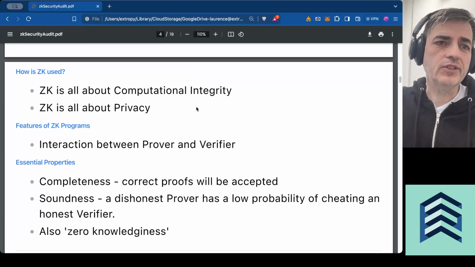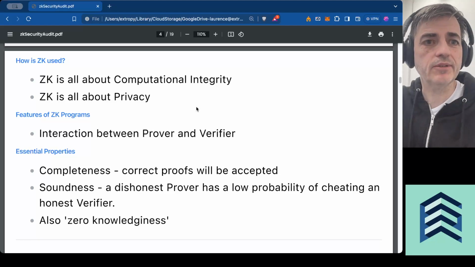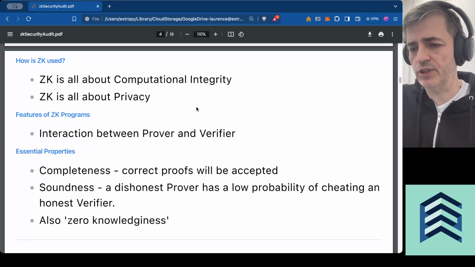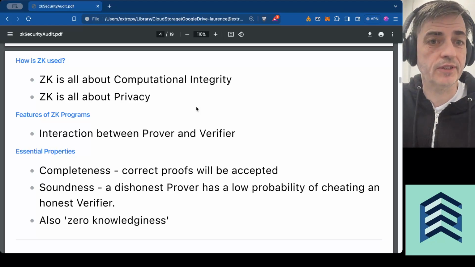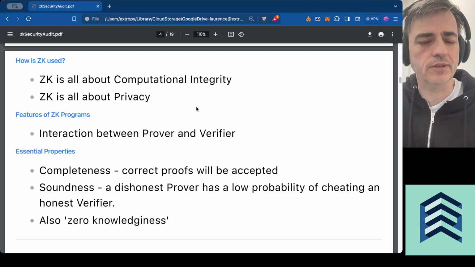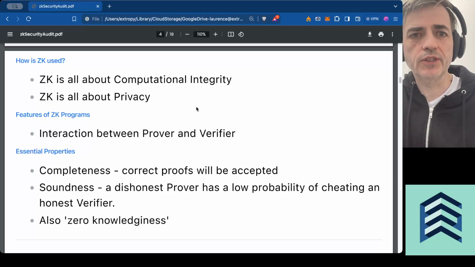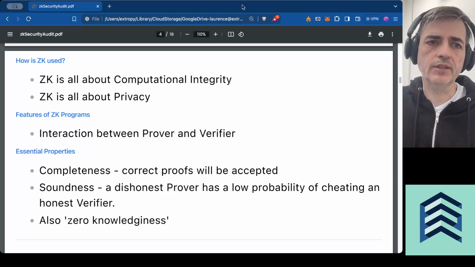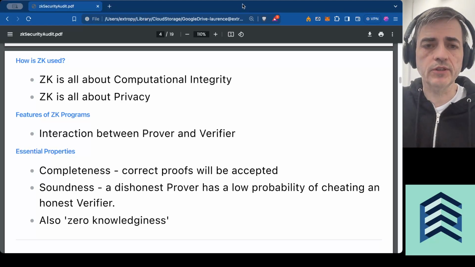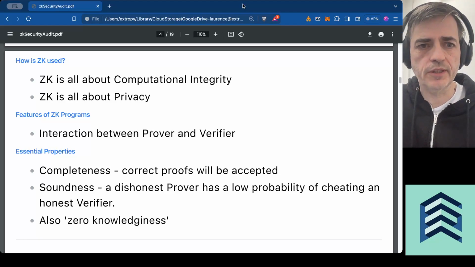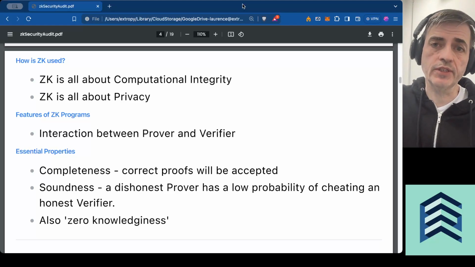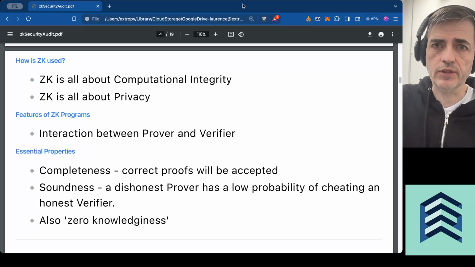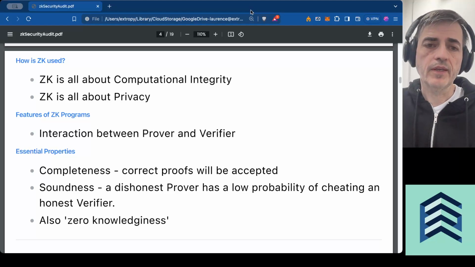Now, it is worth thinking about how ZK is used. There are really two aspects, and sometimes you may think it's all about computational integrity, and sometimes you think it's all about privacy. What I mean by computational integrity is that we can use it to prove that a particular computation has been done correctly. So with ZK rollups, we are showing that the execution of a transaction or a batch of transactions was done correctly on the layer 2.